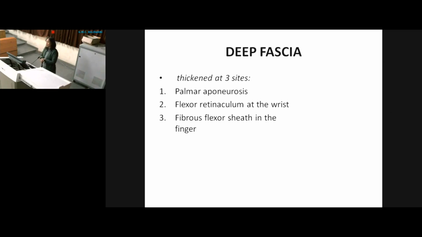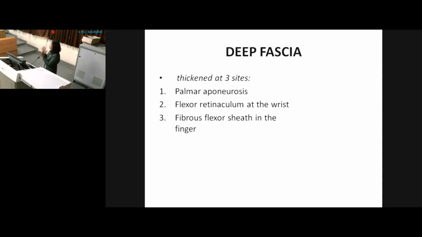And the second is the flexor retinaculum at the wrist, which we had already discussed. And third is in the fingers. Again in the finger region we have thickened deep fascia, which covers the long flexor tendons, the flexor digitorum superficialis and profundus. We have to cover them also. So again in the finger region there is thickened deep fascia, which is named the fibrous flexor sheath of the fingers.